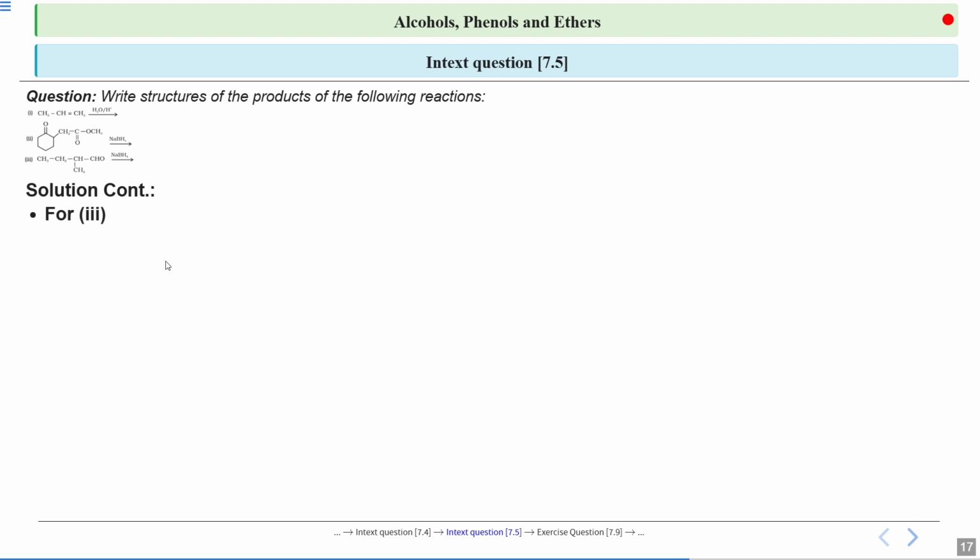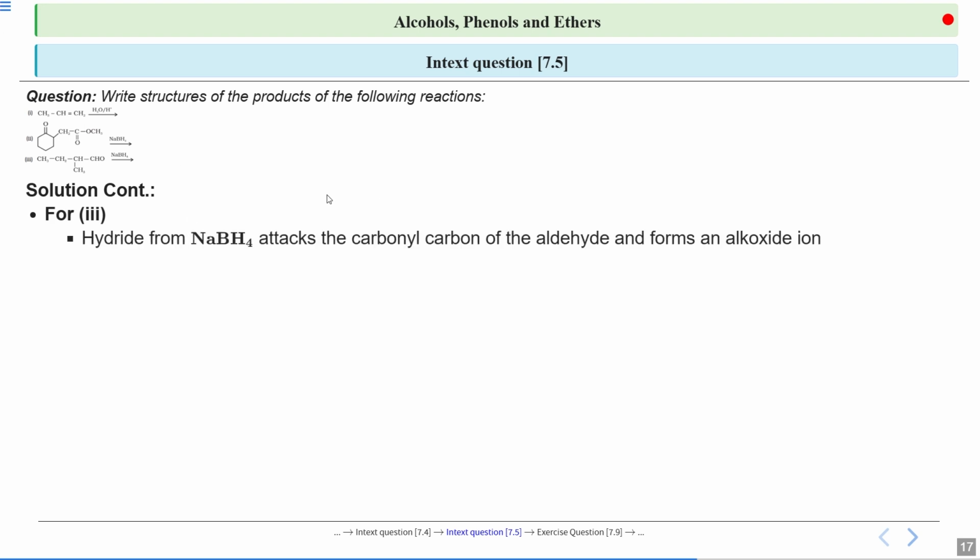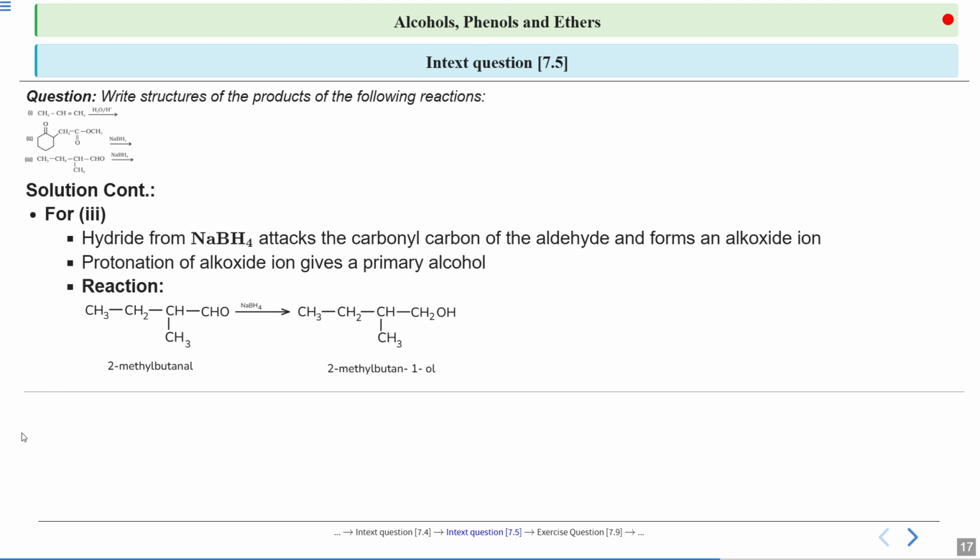Next question, you will see that again sodium borohydride is there. So hydride from your sodium borohydride will attack the carbonyl carbon of the aldehyde and form an alkoxide ion. Further protonation of this alkoxide ion will give you a primary alcohol. See over here, this is 2-methyl butanol, that is, this aldehyde group in the presence of a reducing agent, NaBH4, will give you an alcohol, which is a primary alcohol. We have studied all these methods in preparation of alcohol.